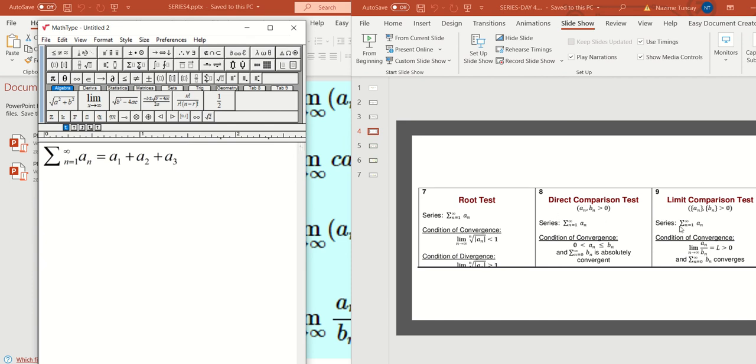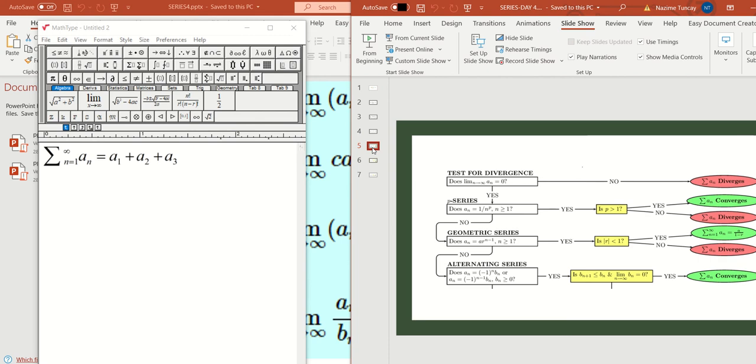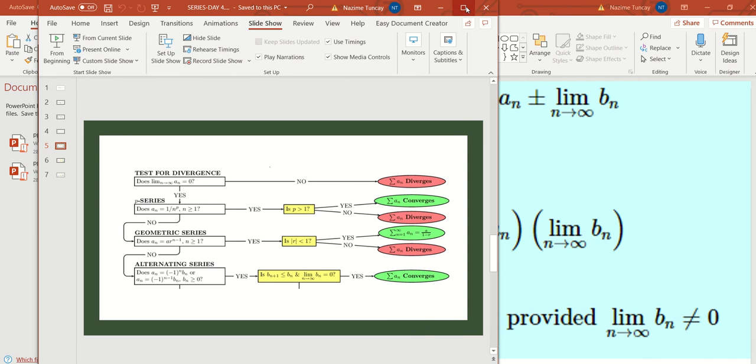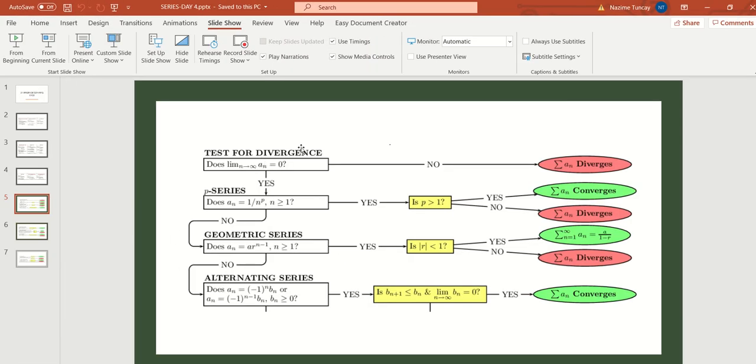Here there are other comparison tests, but we are not going to see them. I'm going to open this one: the test for divergence. If the limit as n approaches infinity of a n does not go to 0, then the series itself diverges. So we have to check it.